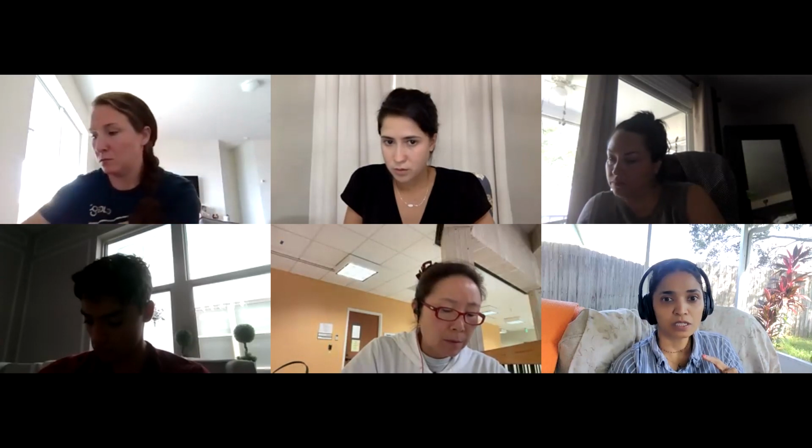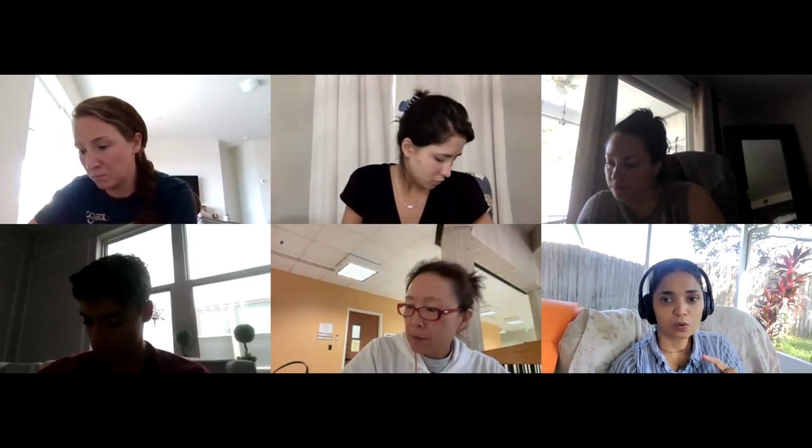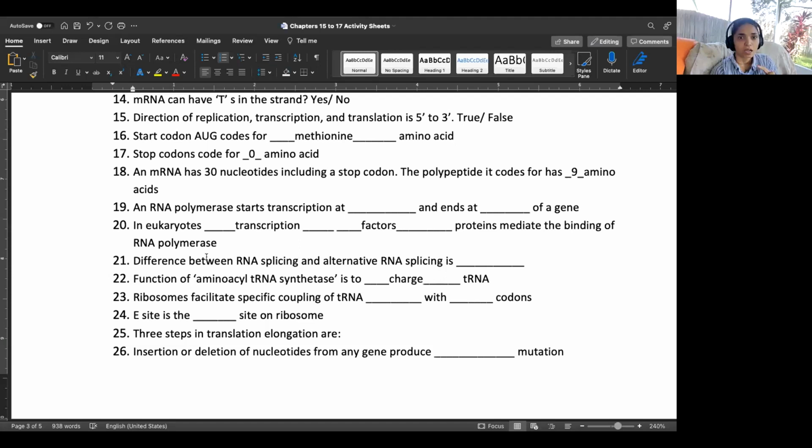I'll stop sharing this and then I'll share the other question. Ribosomes facilitate specific coupling. The E site is the exit site. Can you repeat the three steps of translation elongation, Brittany? Codon recognition, peptide bond formation, and translocation.